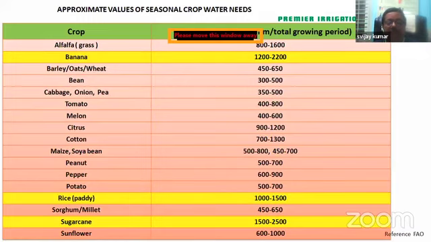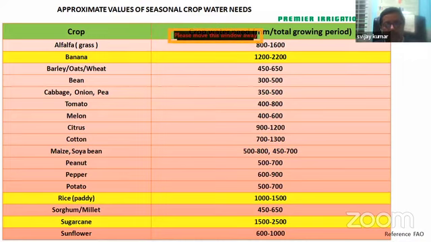So to understand this, this is the total approximate values of seasonal crop needs for various crops, starting with alfalfa, that is the grass, our reference crop. And you will see the ones highlighted in yellow, banana, rice and sugarcane, they are the water guzzlers. You can see the kind of water required for the entire growing period. Like banana has 1200 to 2200 millimeters of water.